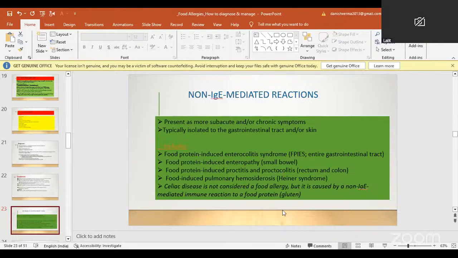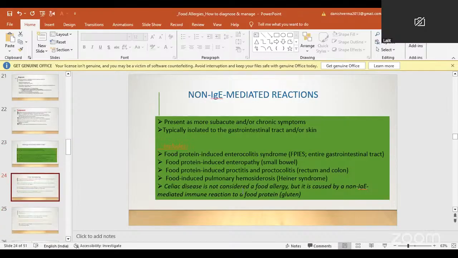Then something very concerning is food-induced pulmonary hemosiderosis, which is Heiner syndrome. Some of these kids get into interstitial lung disease and do not do well when they get into the teenage age group. Celiac disease is not considered a food allergy, although it is caused by a non-IgE mediated reaction to a food protein called gluten. But somehow we have not included it here.